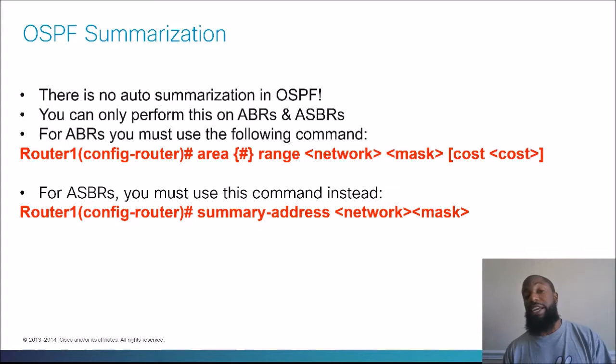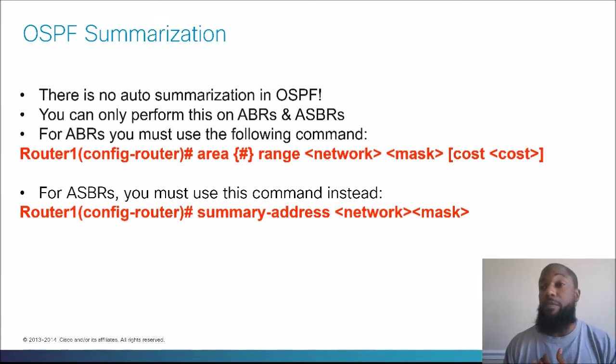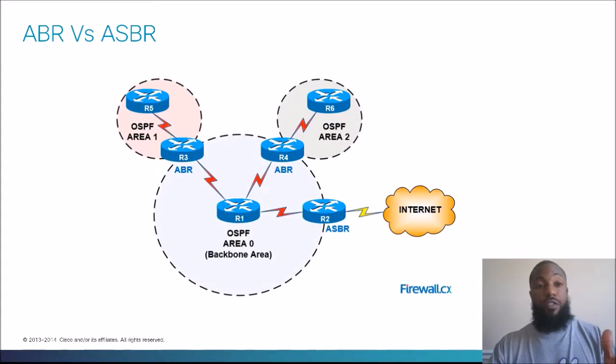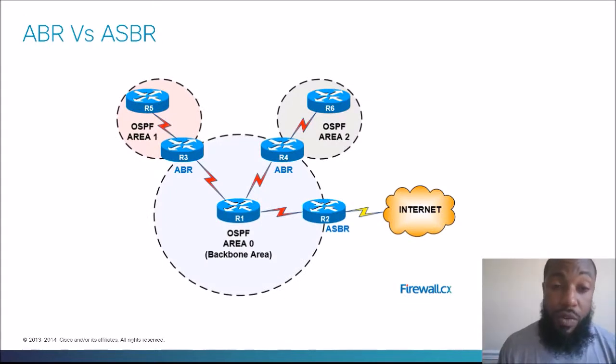If you don't know what that is, an ABR is an area border router, and an ASBR is an autonomous system boundary router. I'll show y'all the difference right now, if you don't know the difference between those two. Take a look at this topology right here. I just realized this looked like Mickey Mouse.